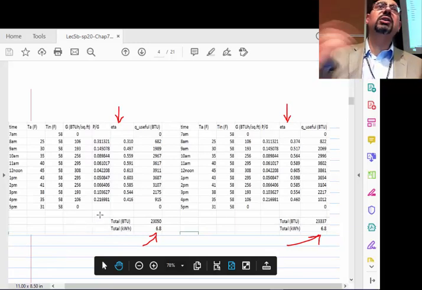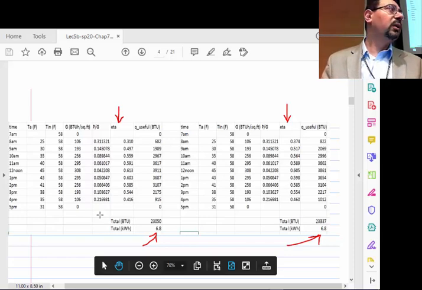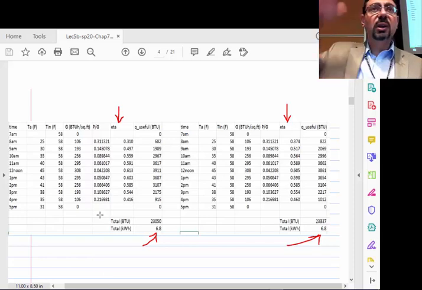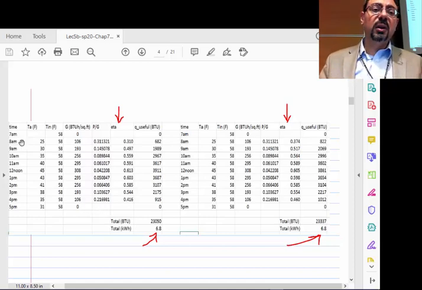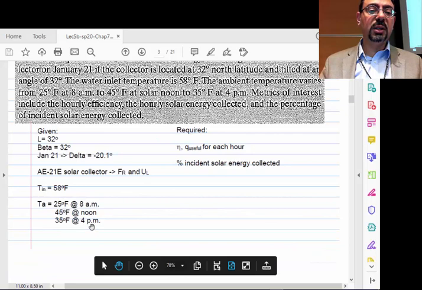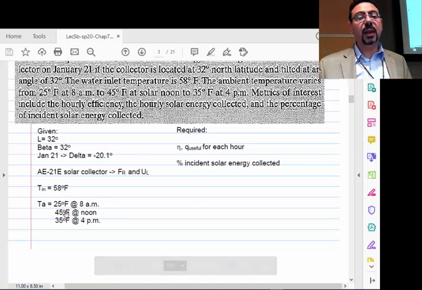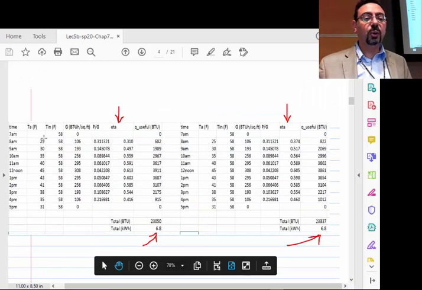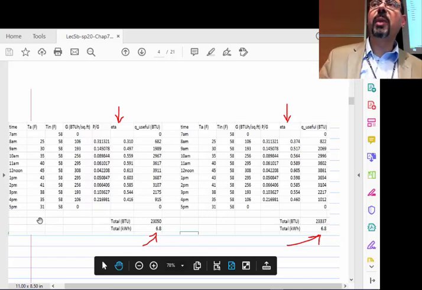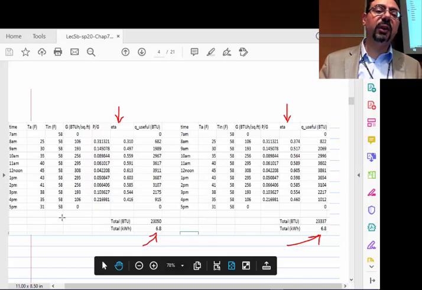So usually when the calculation is repeated over and over, you are better off using an Excel file, because once you have the equation, you just copy it. Here is the time during that day from 7 a.m. all the way to 5 p.m. T ambient is changing according to the formula he gave us. He gave it at 8 a.m. and noon, so what did we do in between? Linear interpolation between 25 degrees at 8 a.m. and 45 degrees at noon. You go from 25 to 45, you just basically split the temperature, and you do the same thing in the evening, backward. T input is always fixed at 58 Fahrenheit.